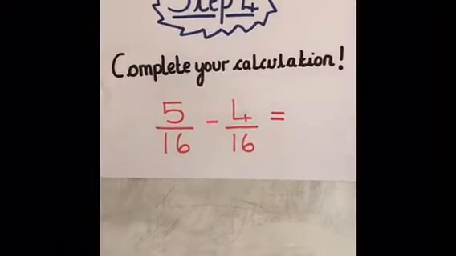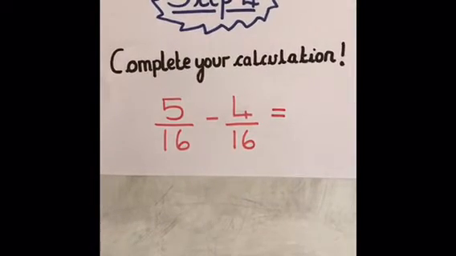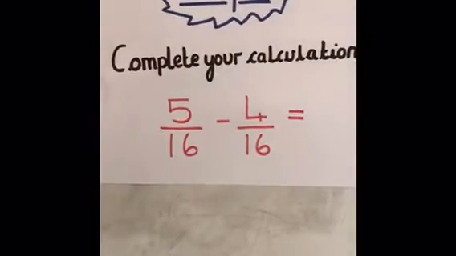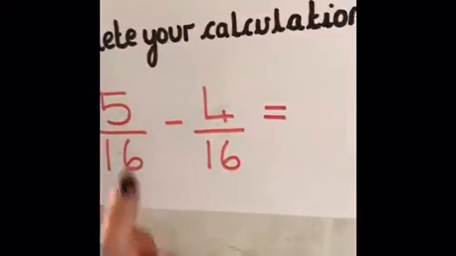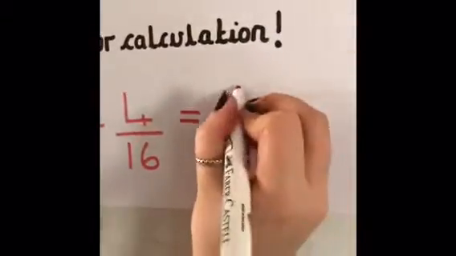Okay, so step 4, all we need to do now is, we've got two fractions that have got the same denominator, so we're just going to do the takeaway. So, Miss Heath, we've got 5/16 and we're going to minus 4/16.